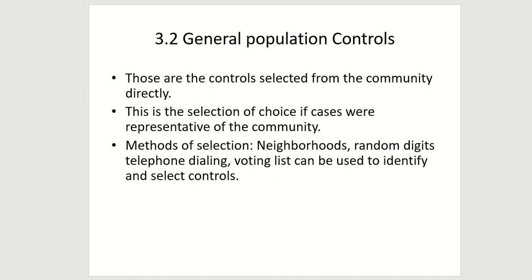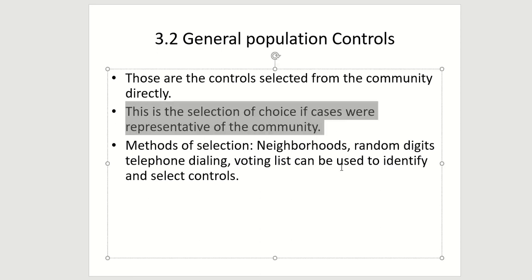Again, skipping this slide: general population controls. Those are controls selected from the community. This is the selection of choice if cases were representative of the community. If your cases are representative of all cases, then your controls also should be representative of all controls, meaning they should be coming from the community at large.